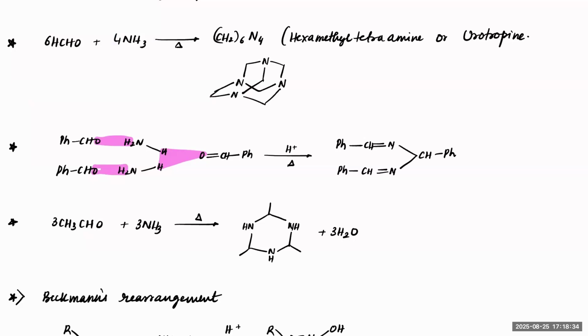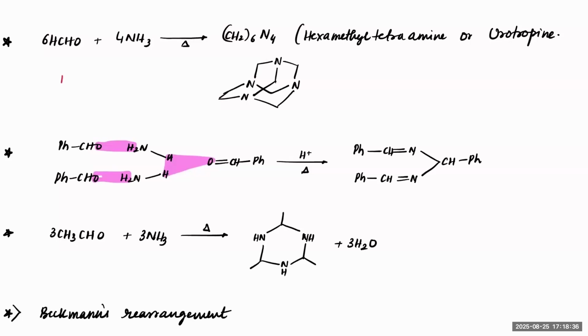Formaldehyde, when you react with ammonia, the first product that will form is CH2=NH. This is what you will get, but this is highly unstable, so it will keep on reacting further.